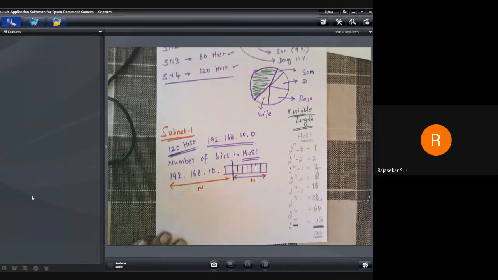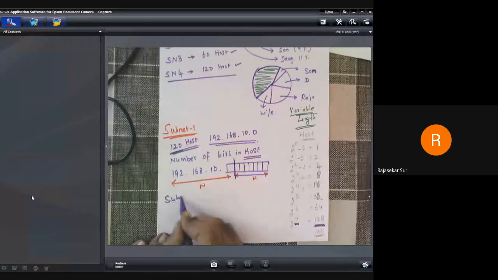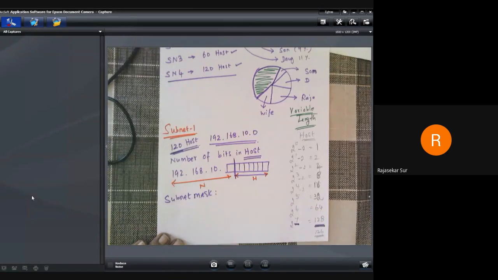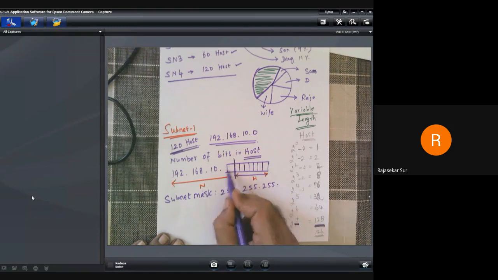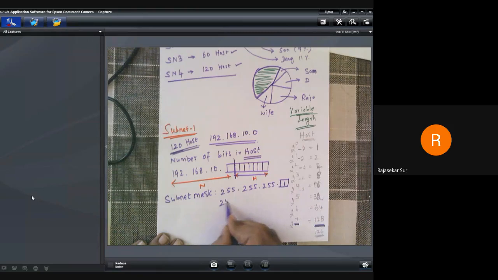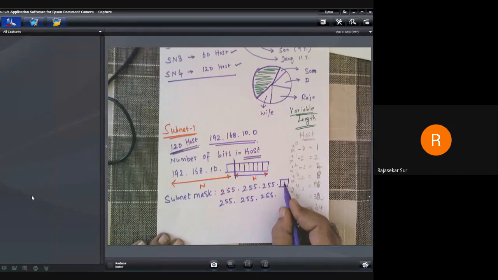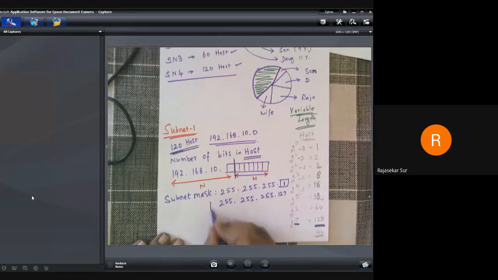Now come to the subnet mask. What is the subnet mask for the first subnet? The subnet mask is 255, 255, 255. Now here you are taking 1 bit, which is going to be the network, so the last octet is going to be 128. Sorry, the place value is 128. So 255.255.255.128 is going to be your subnet mask.